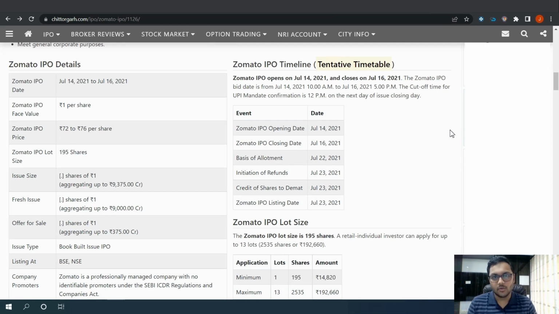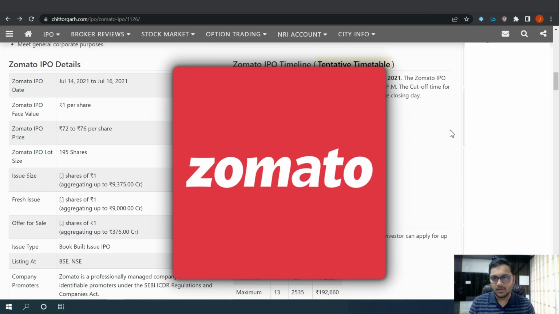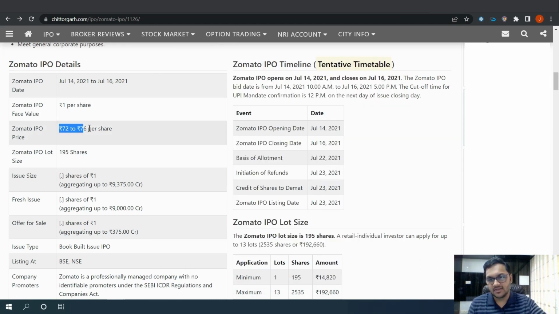I'll start this video with a question. In July 2021, Zomato came up with its IPO and it offered a price range of rupees 72 to 76 per share to buy the Zomato shares. Now, if you were to apply for this IPO, what price range would you bid for? Would you bid for buying at 72 rupees, 73, 74?